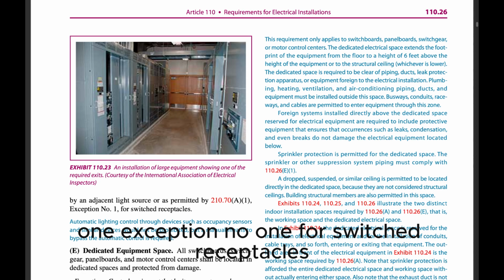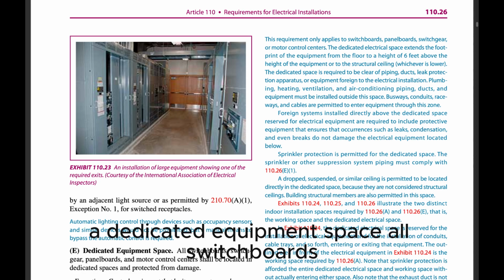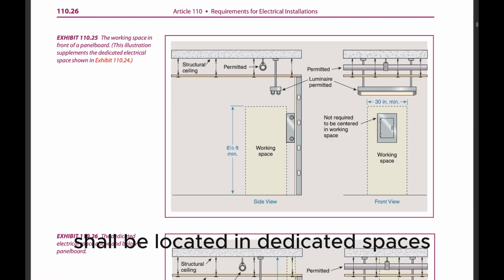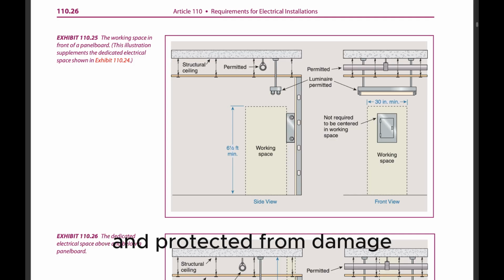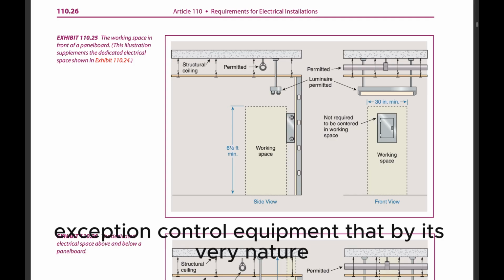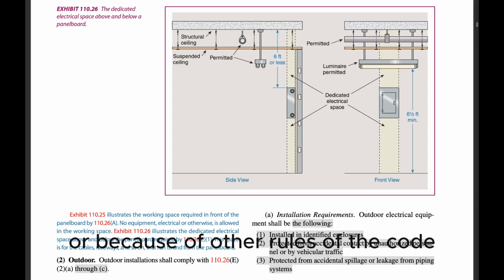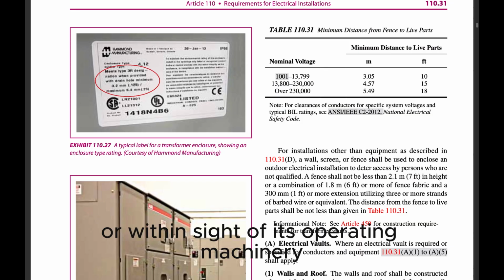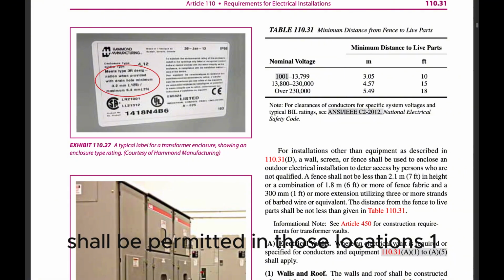(E) Dedicated equipment space. All switchboards, switchgear, panelboards, and motor control centers shall be located in dedicated spaces and protected from damage. Exception: Control equipment that by its very nature or because of other rules of the Code must be adjacent to or within sight of its operating machinery shall be permitted in those locations.